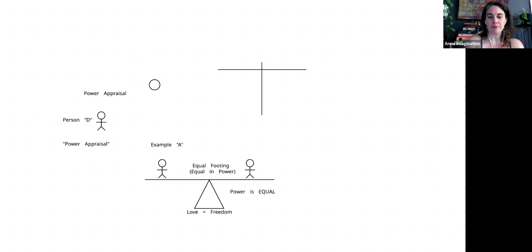You have example A, and then you have example B. So the things that example A people use for power appraisal are not the same things that people in example B use for power appraisal. So power appraisal, there you go. We're going to show you what this looks like.